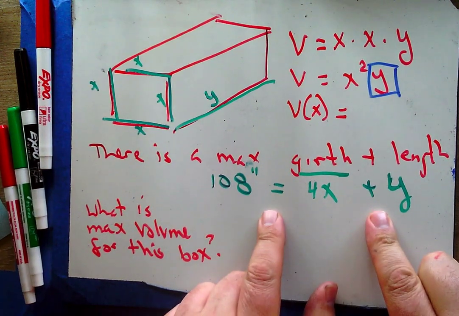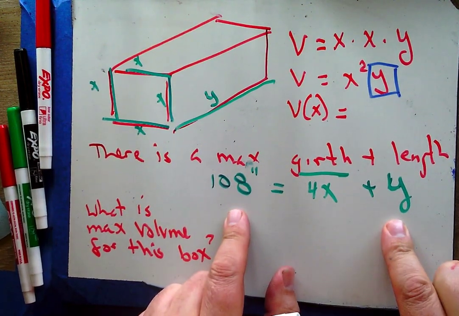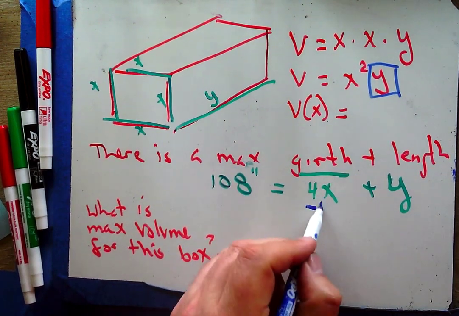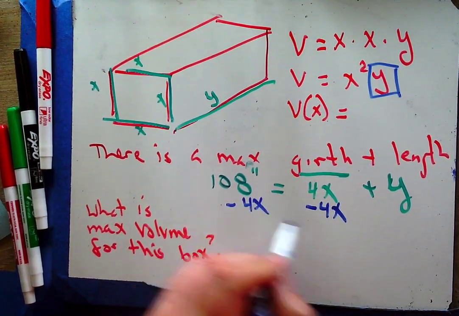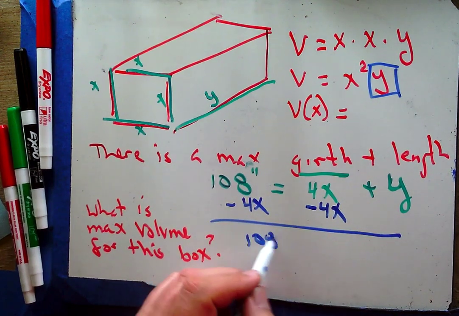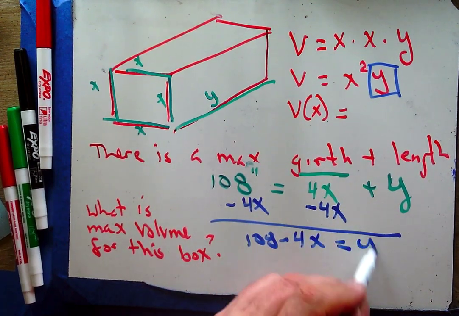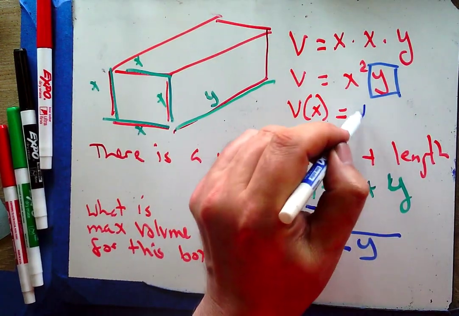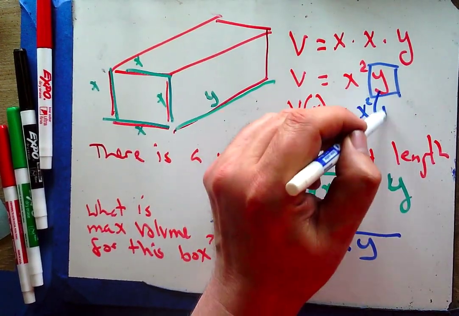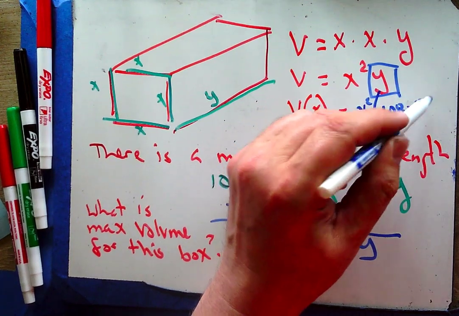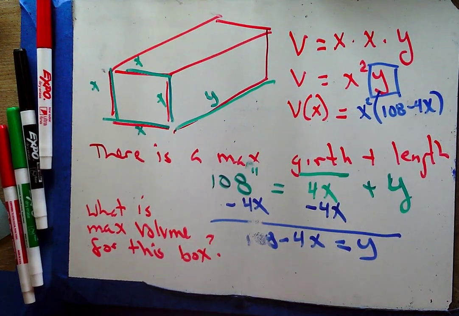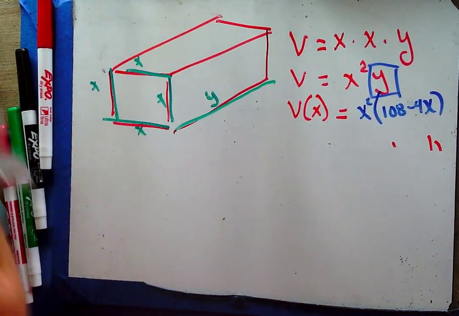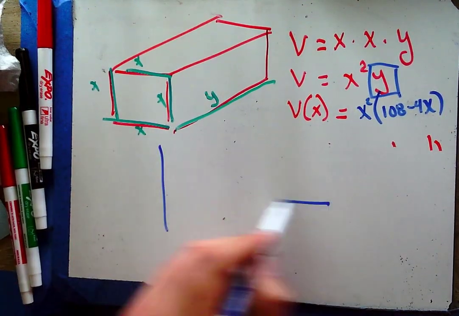Look, this green thing. This has a y in it and an x in it. I bet I could use this as a helping equation if I subtracted 4x from both sides. And so now I can take this and plug it in there. So I get x squared times 108 minus 4x. Fabulous. So let's take a look at the graph.